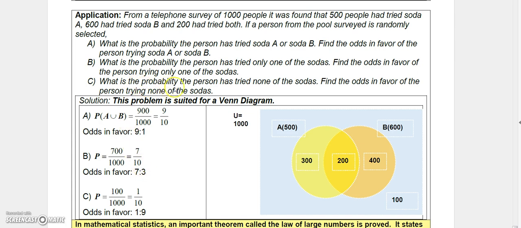All right, then what is the probability that the person has tried none of the sodas? Well, that's the 100 here out of 1,000. So that would be 100 over 1,000, which reduces to 1 out of 10. So the odds in favor there would be 1 to 9.